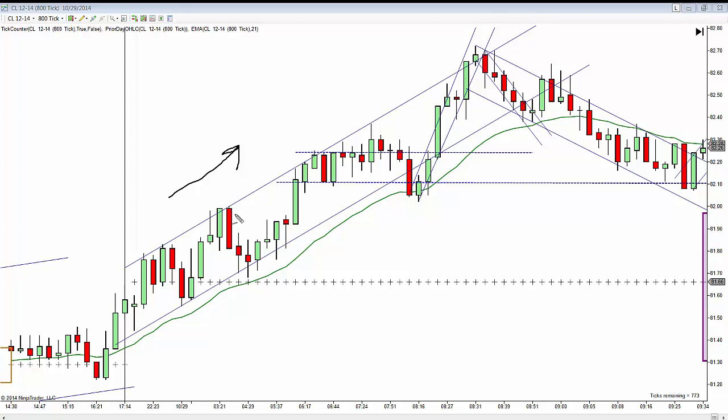Price makes a new high. Here's your first entry. Pull back. Pardon me. This is the first entry right here. I think it's the first entry. So this is a zero count. Zero. First entry, pulls back. Second entry right here is the second entry. Long. Price moves up. New high.